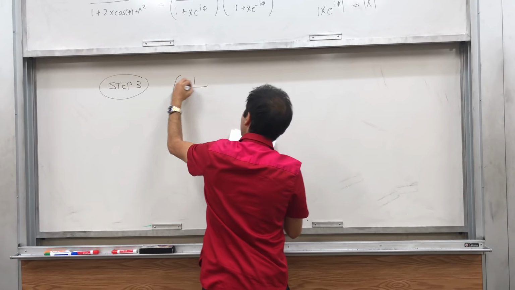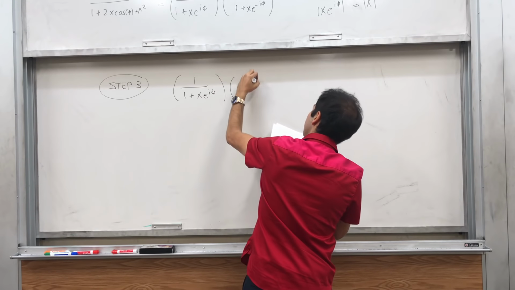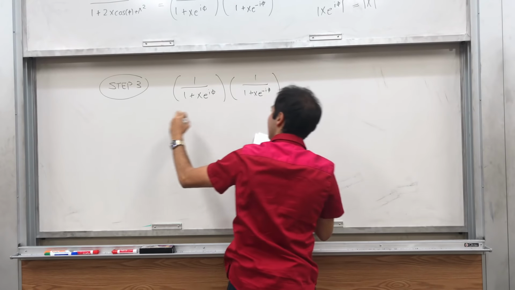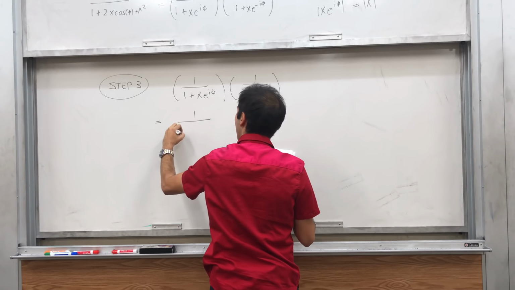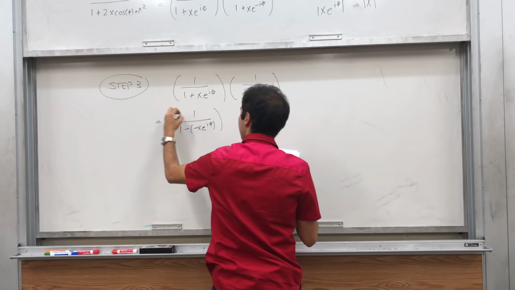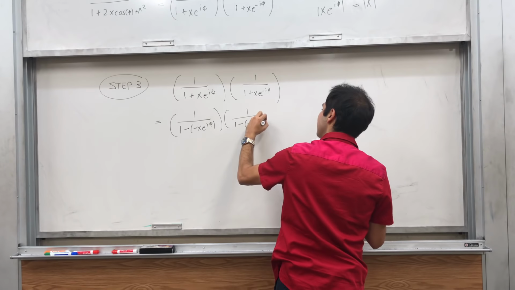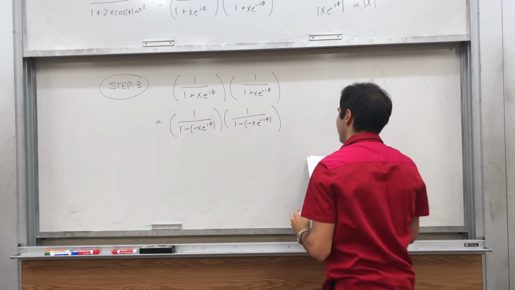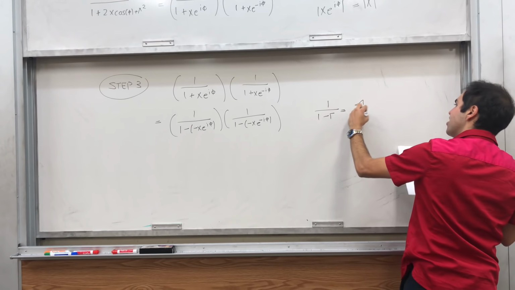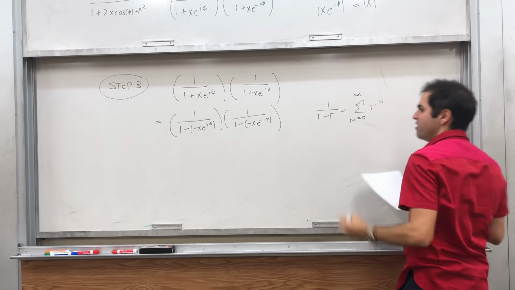So 1 over 1 plus x e to the I phi times 1 over 1 plus x e to the minus I phi, that is 1 over 1 minus x e to the I phi, 1 over 1 minus x e to the minus I phi. And then I'd like to remind you, 1 over 1 minus r, that is the sum of r to the n, from n equals 0 to infinity.